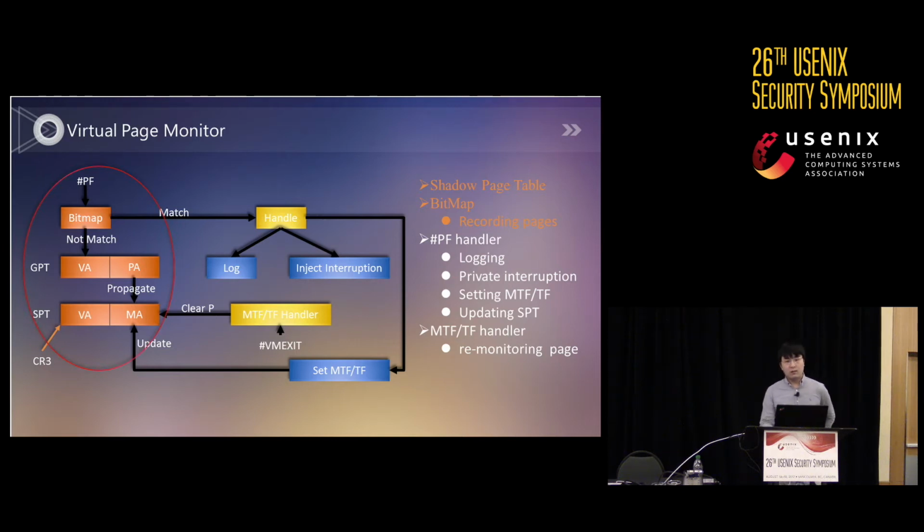So when a page fault exception is captured, the page fault handler in the hypervisor will search the bitmap. If the bit of the page that caused the page fault exception is 0, we say it does not match, and the page is not monitored. The SPT will be updated through the GPT, and the instruction that caused the exception will re-execute successfully.